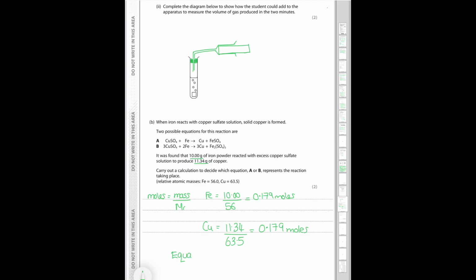So equation A is the correct equation because we have a 1-to-1 ratio.